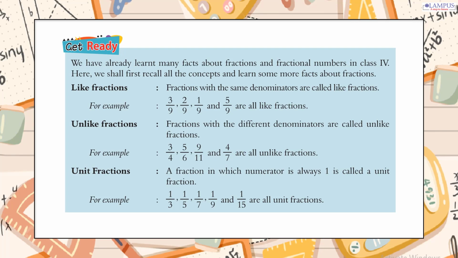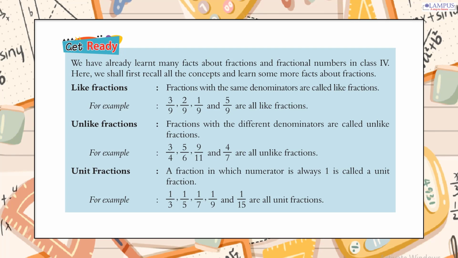Like fractions. Fractions with the same denominators are called like fractions. For example, 3 by 9, 2 by 9, 1 by 9, and 5 by 9 are all like fractions. Unlike fractions. Fractions with different denominators are called unlike fractions. For example, 3 by 4, 5 by 6, 9 by 11, and 4 by 7 are all unlike fractions.